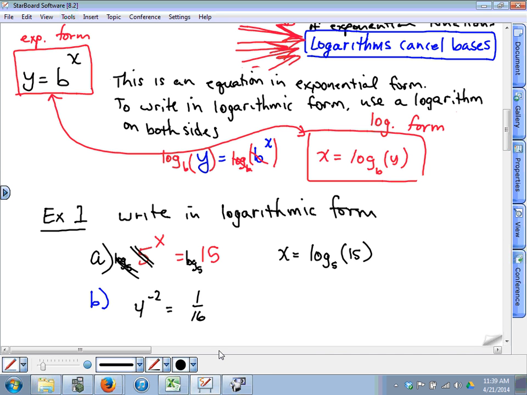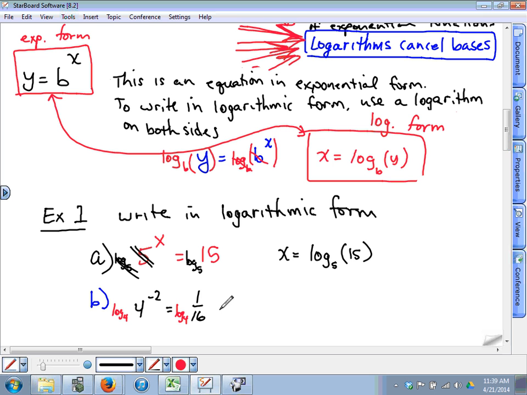4 to the negative 2 equals 1/16. Now, technically speaking, this isn't exponential because it doesn't have a variable exponent, but it's still exponential in form. So we can rewrite this in logarithmic form. We need to cancel the base, so we're going to use a log base 4.